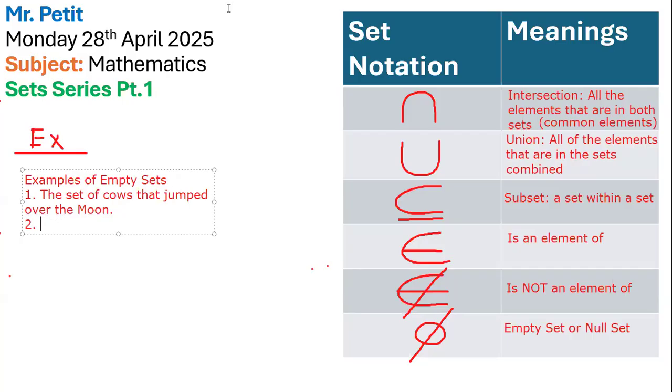If they ask us to intersect two sets and they don't have anything in common, that's a disjoint set. So we could say, for example, another empty set would be the set of whole numbers between 5 and 6. Give me a whole number between 5 and 6, please. There are no whole numbers between 5 and 6. Come on, class. There's none.